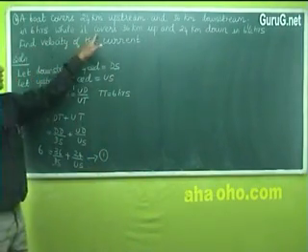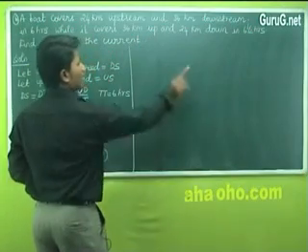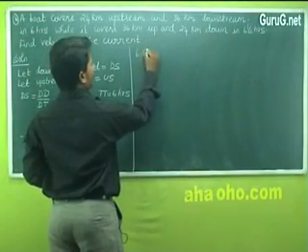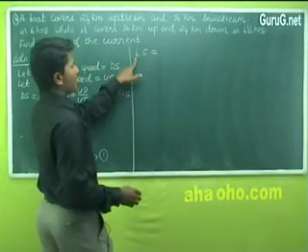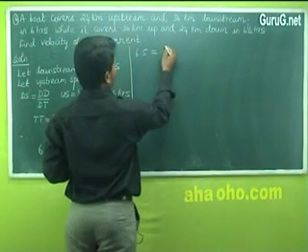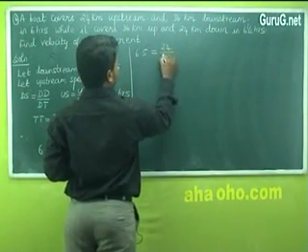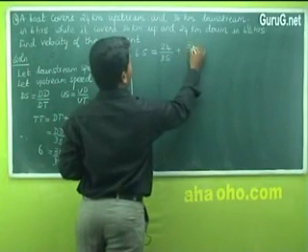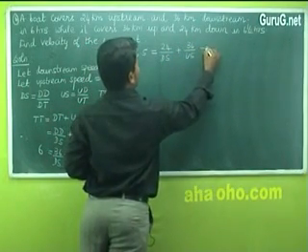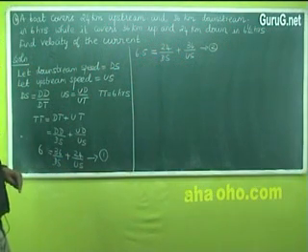Now come to the next set of data. From that you can write: total time is 6.5 hours, and here upstream speed is 36 km and downstream speed is 24 km. So this is equation number 2.